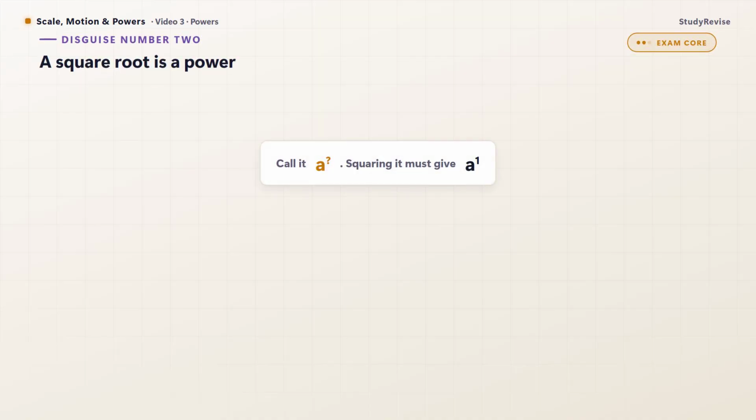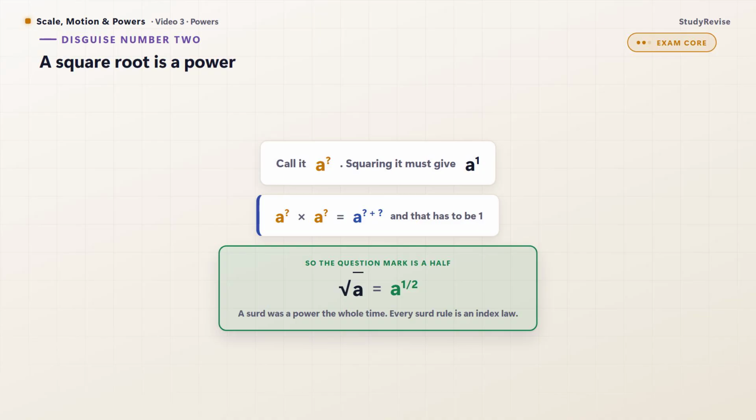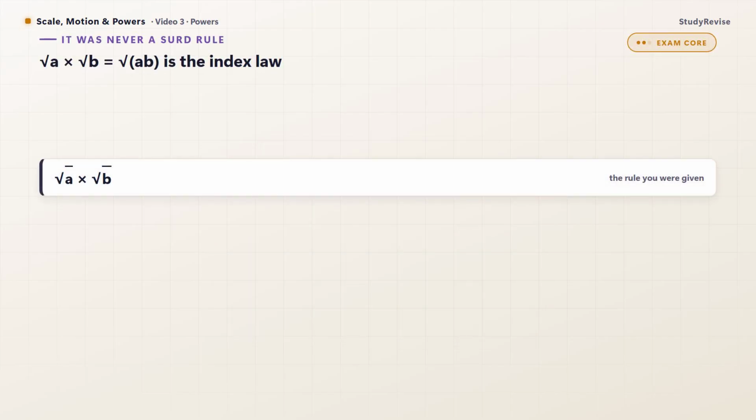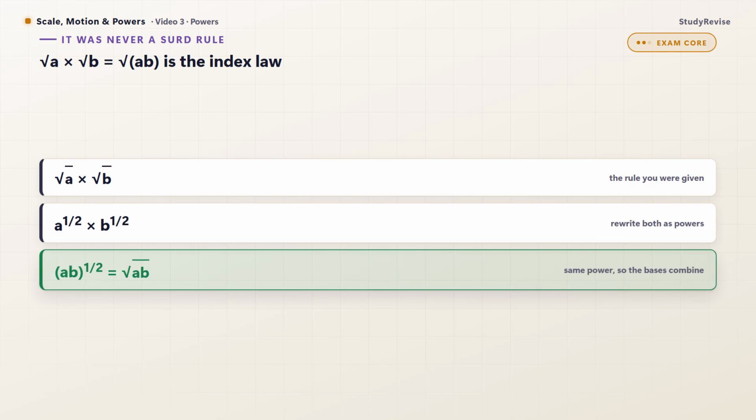Disguise number 2, and this is the one that changes how Surds feel. What is the square root of a number in index language? Whatever it is, if you square it, you get the number back. So call it a to the power something. Squaring means multiplying by itself, which means adding the powers, something plus something, and that has to come to 1. So something is a half. The square root of a is a to the power 1/2.